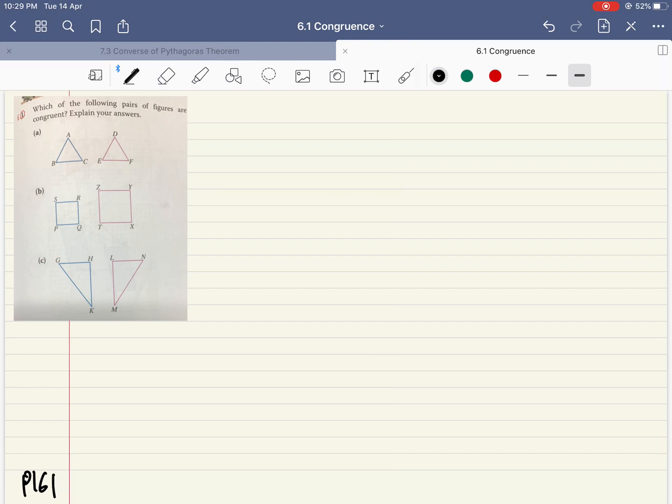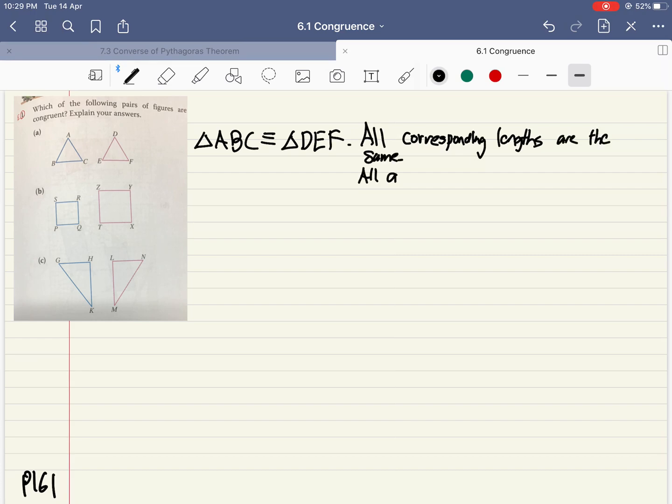Okay, now we move on to page 161. This is exercise 6.1. I'm just going to skip to give you a few examples. I'm going to do questions 1A, B, and C. They say, explain the figures are congruent. For the first one, I say that triangle ABC is congruent to triangle DEF. Why? To explain, all corresponding lengths are the same, all corresponding angles are the same.